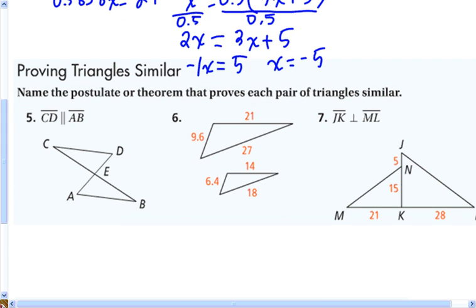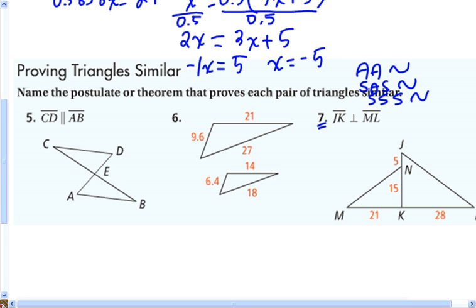All right, proving triangles similar. The things that we learn to use are the postulates and theorems: the angle-angle similarity postulate, the side-angle-side similarity theorem, and the side-side-side. All right, so maybe I'll do number 7 here with you, and you can do the other two.